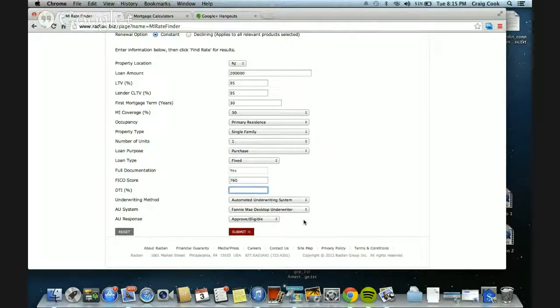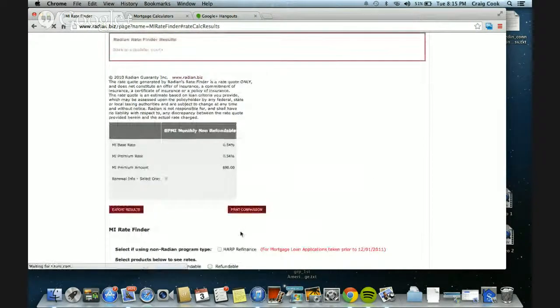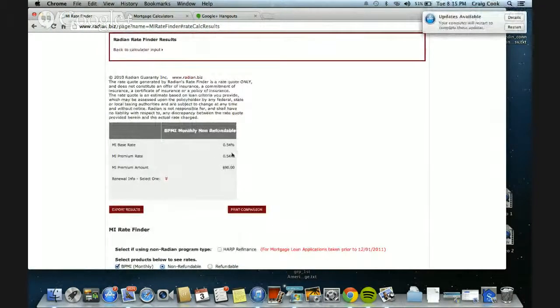If you go lower than that, you'll see that your factor will change. DTI stands for debt to income ratio, and we're going to just put 45%. I hit submit, and it brings up my factor, which is 0.54%. So you can see right now at 95%, 5% down, it's a pretty attractive monthly mortgage insurance rate, and you don't have that upfront fee that FHA has. So that's an attractive loan in comparison to FHA.